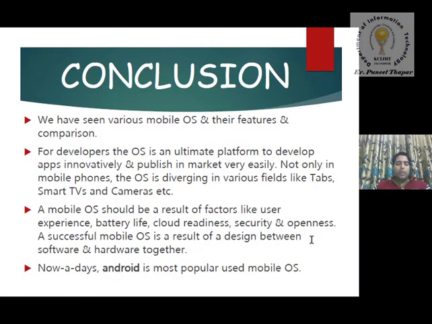So let's conclude this topic. We have seen various mobile operating systems, their features, and comparison. For a developer, the operating system is an ultimate platform to develop apps innovatively and publish in the market very easily, not only for mobile phones. Operating systems are developed for various fields like tablets, smart TVs, and cameras nowadays. The mobile operating system should be a result of factors like user experience, battery life, cloud readiness, security, and openness. A successful mobile operating system is a result of designing software and hardware together. Nowadays Android is the most popular mobile operating system. This is our advancement in this.